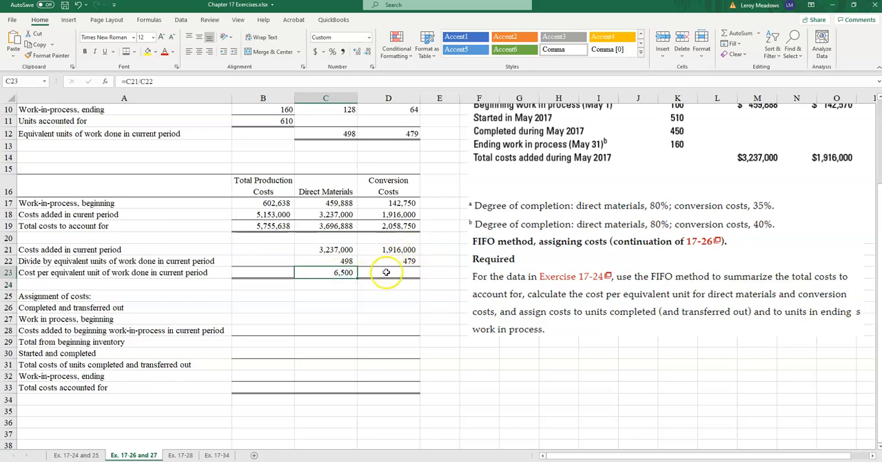Let's go ahead and do it with this. I'll take my costs added in during the current period for conversion costs, divide that by the equivalent units of work done in the current period for conversion costs, 479, as we saw up here, and my cost per equivalent unit of work done in the current period for conversion costs is $4,000.